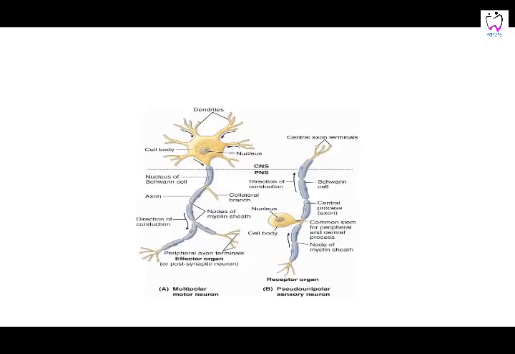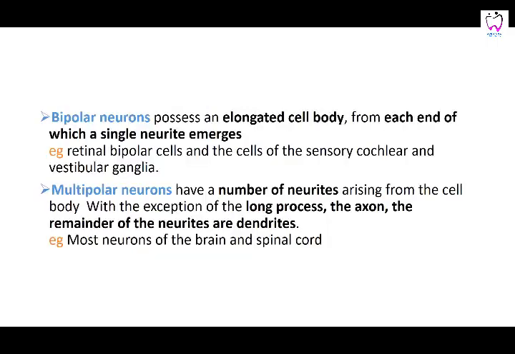If you see, this is the pseudo-unipolar, that is one stem dividing into two. That is the central axon and the receptor axon. One is going towards the periphery and one is going towards the center. One is going to act as an axon, the other is going to act as the sensory fiber.